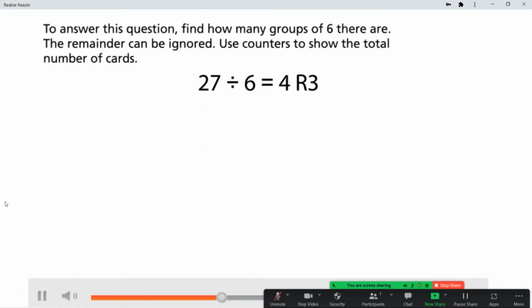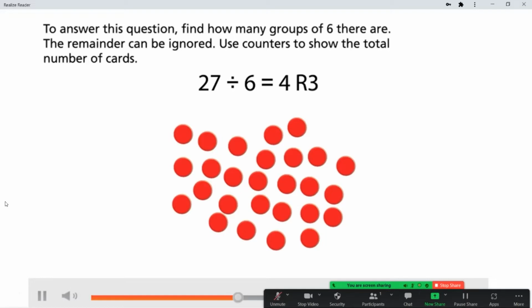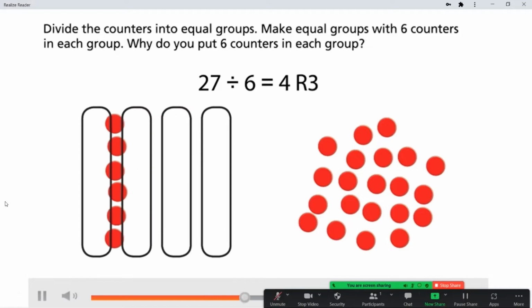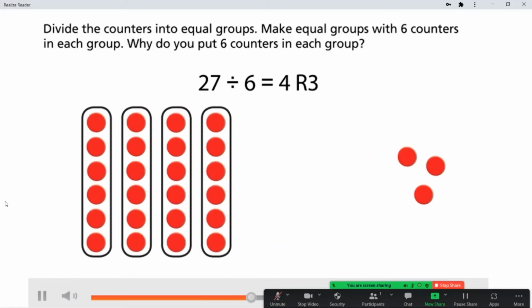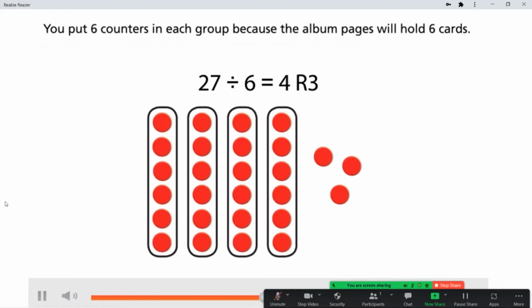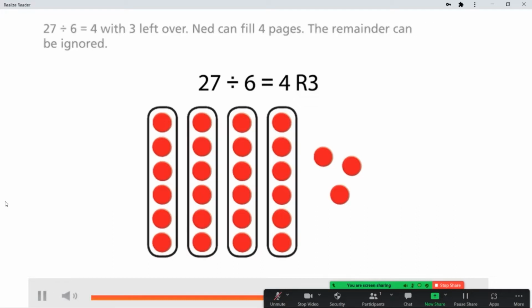To answer this question, find how many groups of 6 there are. The remainder can be ignored. Use counters to show the total number of cards. Divide the counters into equal groups. Make equal groups with 6 counters in each group. Why do you put 6 counters in each group? You put 6 counters in each group because the album pages will hold 6 cards. 27 divided by 6 equals 4 with 3 left over. Ned can fill 4 pages. The remainder can be ignored.